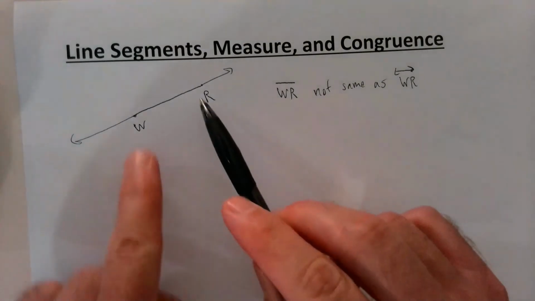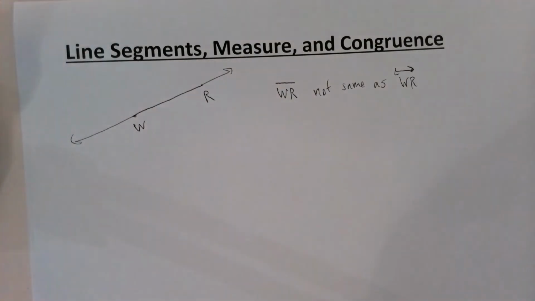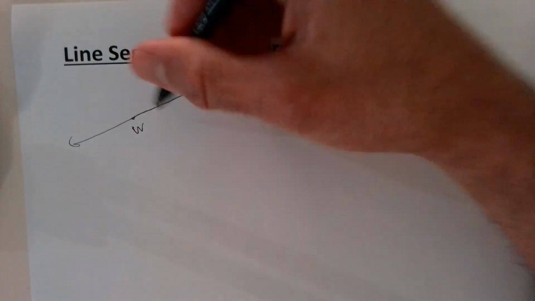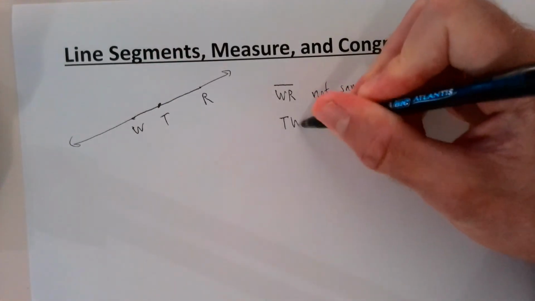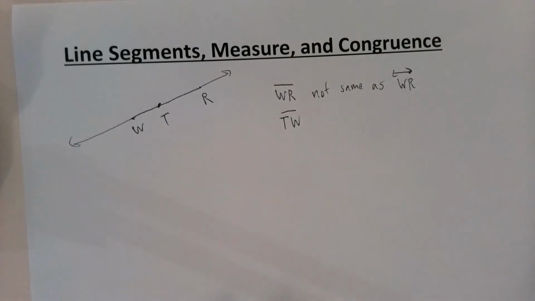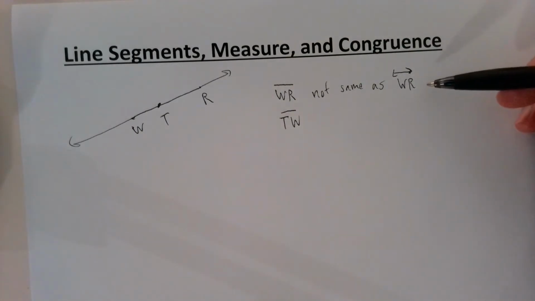In fact, every segment is part of a much larger line. And you can have all kinds of points on there. I don't know, WT, or the order doesn't matter. How about TW? That's a different segment. That's also part of line WR.